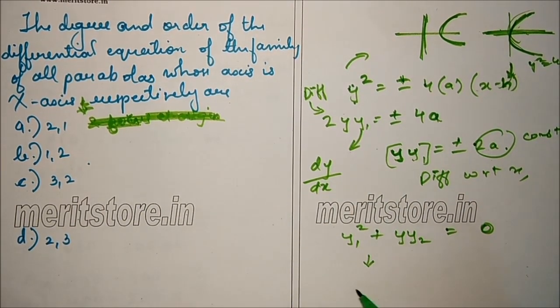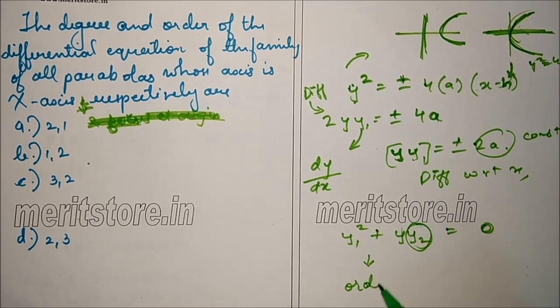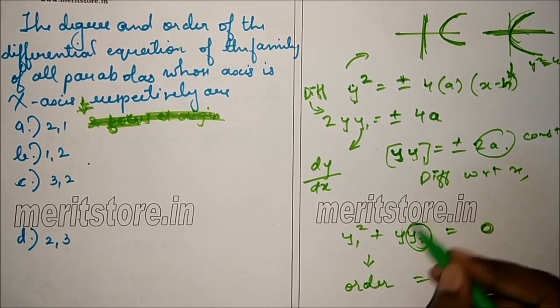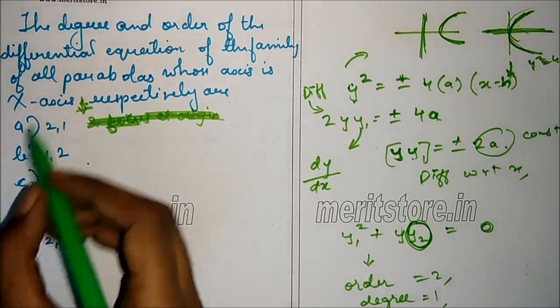So here we can see the order is 2, since there is a second order derivative. So order is 2 and the power of this derivative is 1. So the degree is 1. So the answer is A, 2, 1.